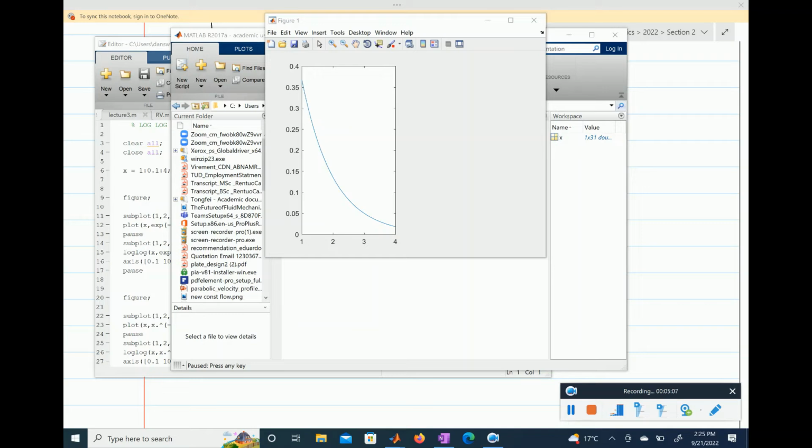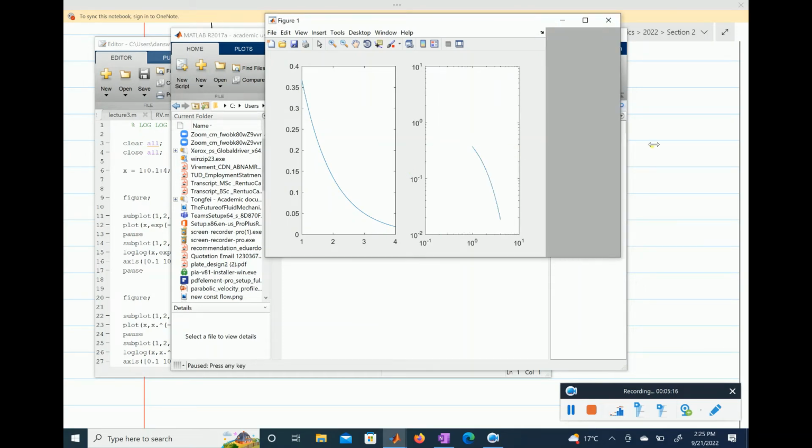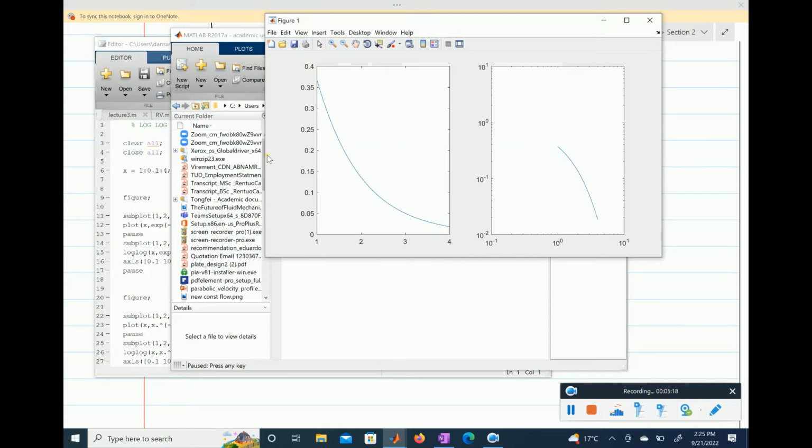Now, this is in linear scale. What happens when we plot the same data in log-log? Then we have this function. So first notice how you read a log-log plot.